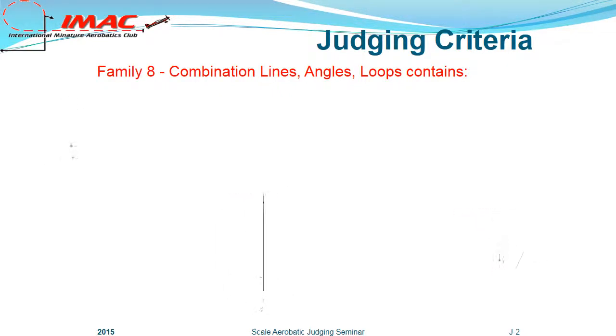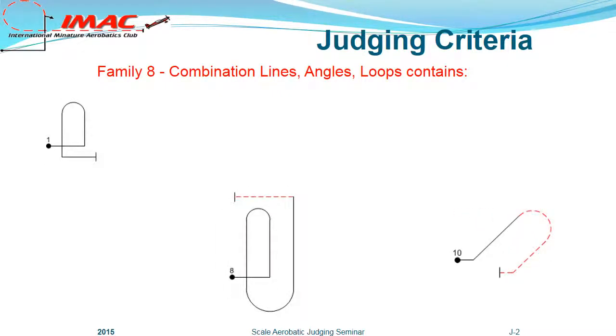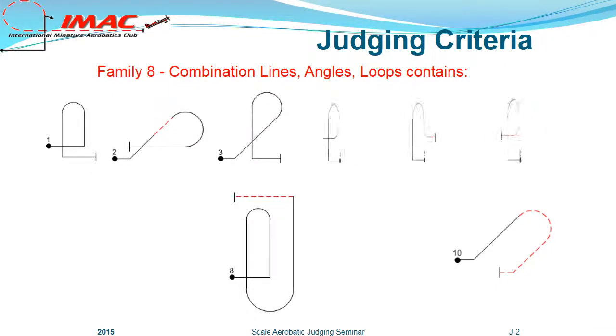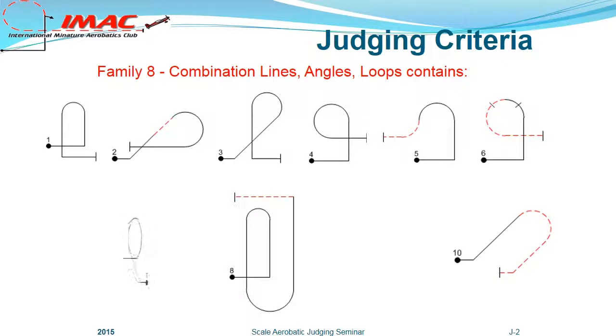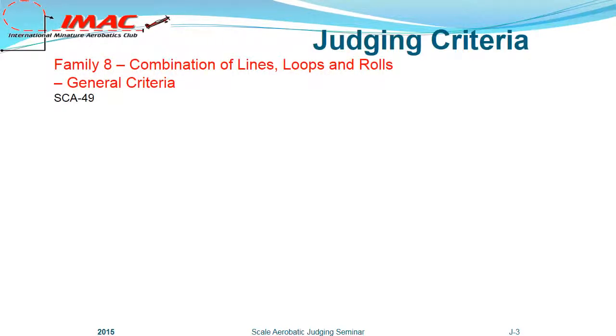They include single and double Humpties, 5/8 looping figures, P-loops, Q-loops, and 1 1/4 loops. As might be expected, this family shares many of the same judging criteria as Families 1 and 7. Here are some general criteria common to all figures included in Family 8.